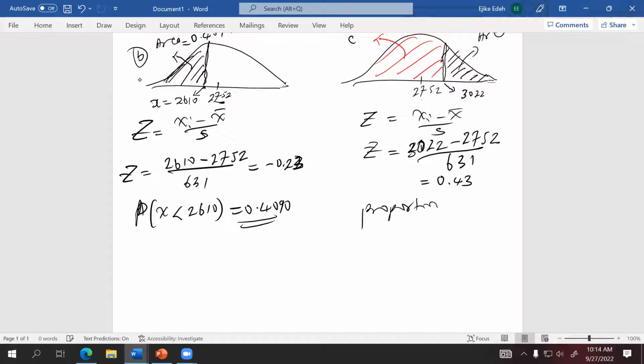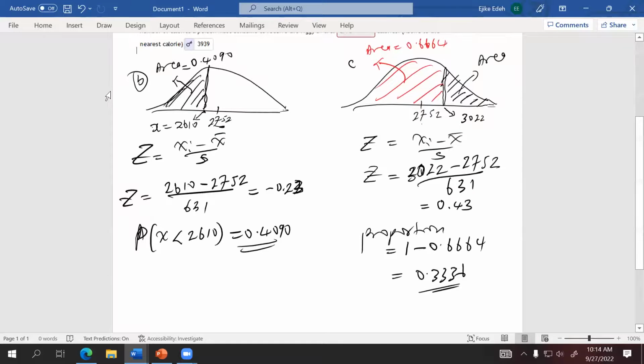The required proportion of interest will be 1 minus 0.6664. Okay, and that will give us 0.3336. Be careful with this. That is what you do because the question is above, not below, right? The first one is below, the second one is above. So take note of the differences.